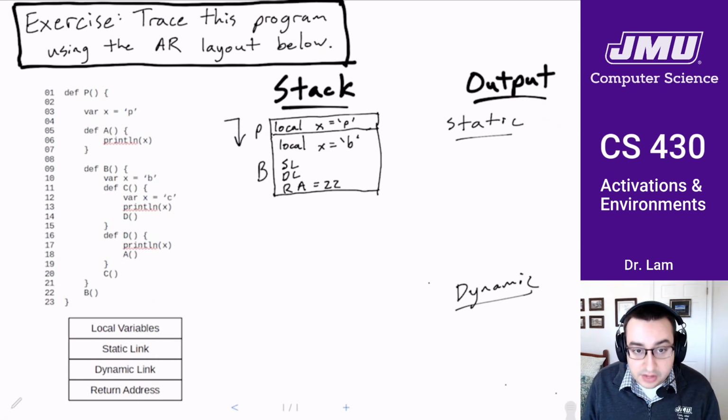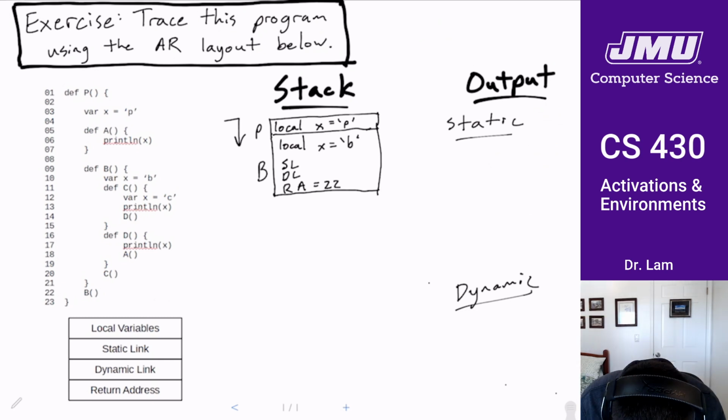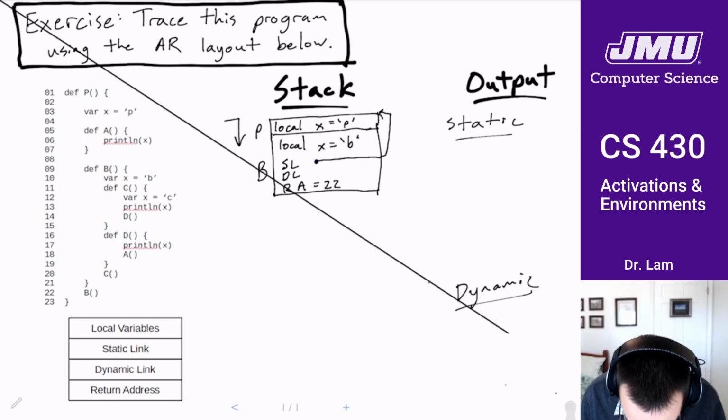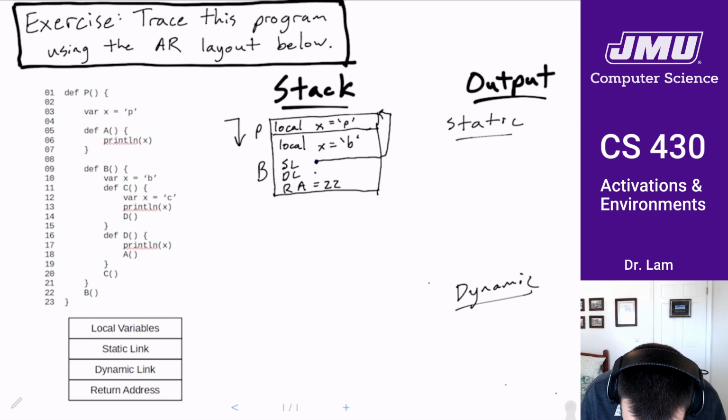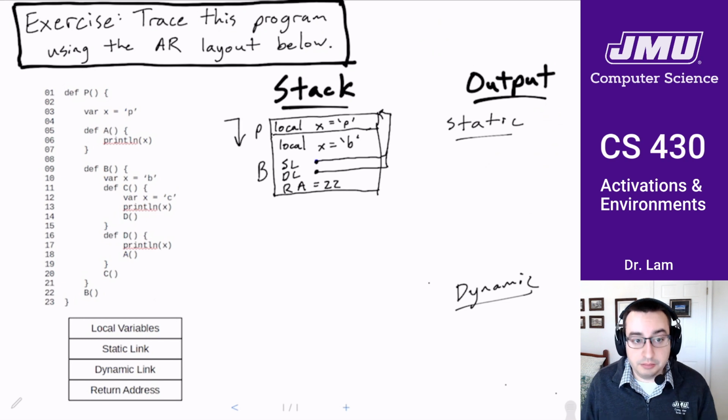We need to figure out what the static and the dynamic links are. Here the static link is going to be to P, because B is contained inside P, and so we can draw that like this. So this is the static link, and it is going back to P. And then we have the dynamic link, which in this case is also pointing back to P, because P is what called B. Okay, so that is the activation record for B.